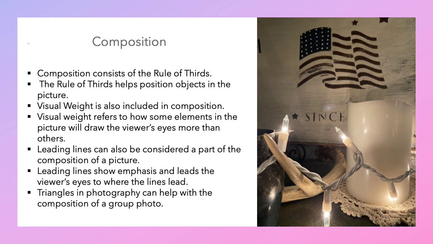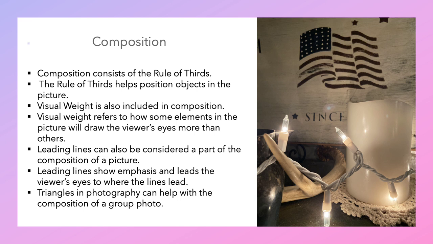The first picture seen is a representation of composition. Composition consists of the rule of thirds, visual weight, leading lines, and the triangle rule. The rule of thirds helps assist the photographer in placing and positioning the objects in the picture.